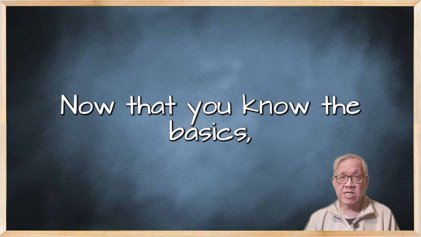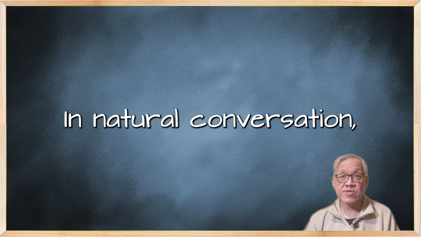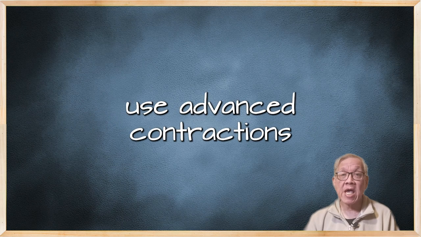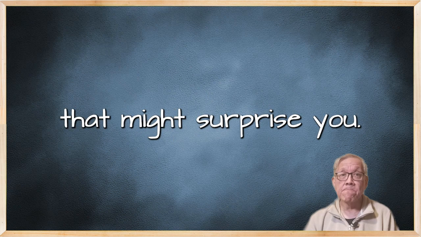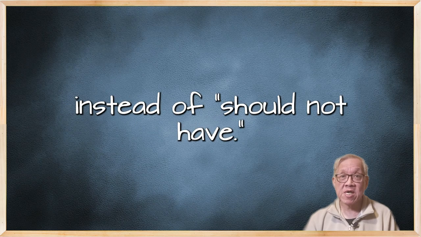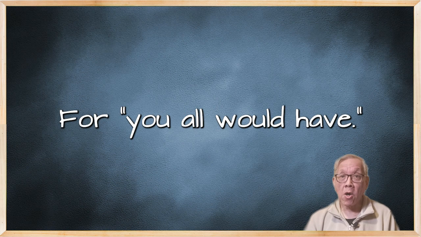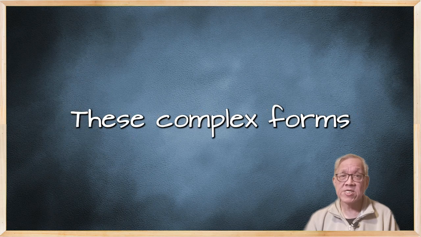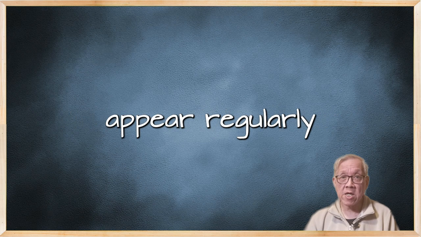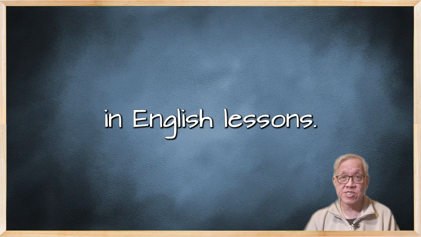Now that you know the basics, let's dive a little deeper. In natural conversation, native speakers use advanced contractions that might surprise you. Ever hear someone say, "shouldn't have," instead of "should not have"? Or "y'all have," for "you all would have"? These complex forms appear regularly in everyday speech, but never show up in English lessons.